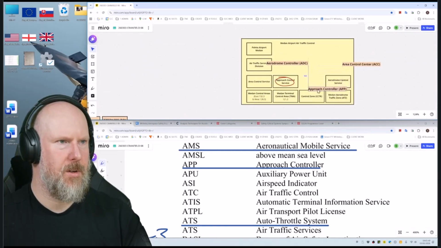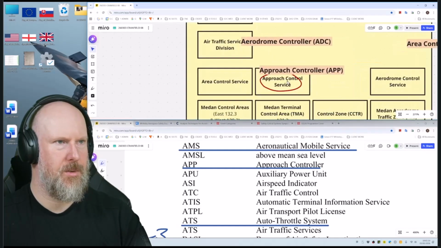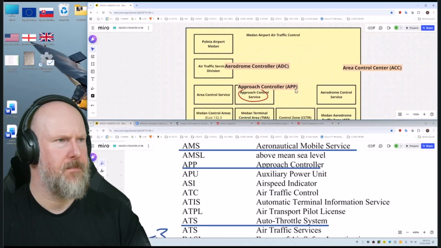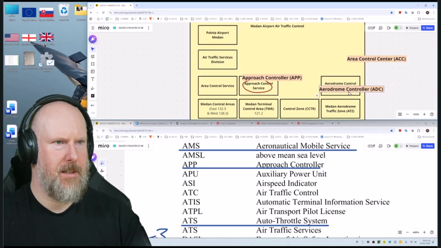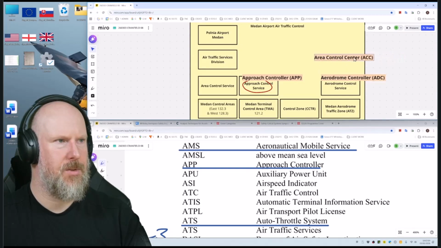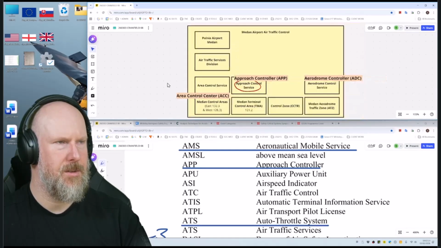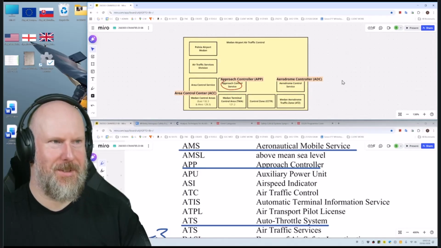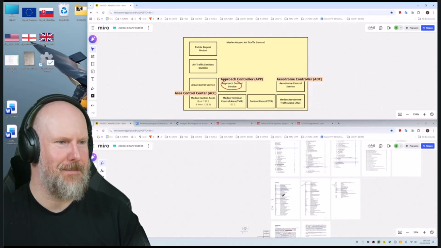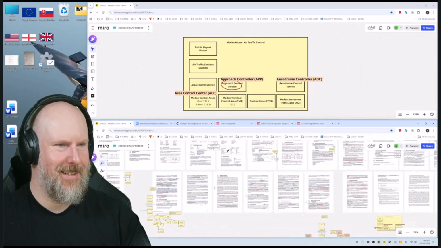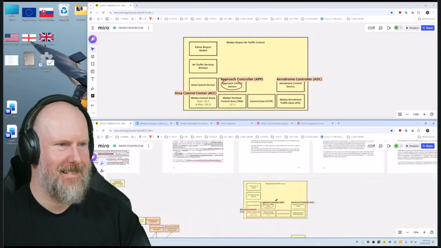So approach controller is that one, I think, approach control service, if you can see that. Aerodrome controller, I think, is Aerodrome Control Service, so we'll stick it there. And Area Control Center, I think it's probably Medan Control Areas there, look. Across those two. So this one person was doing those three things all at the same time. Right, okay. Interesting.